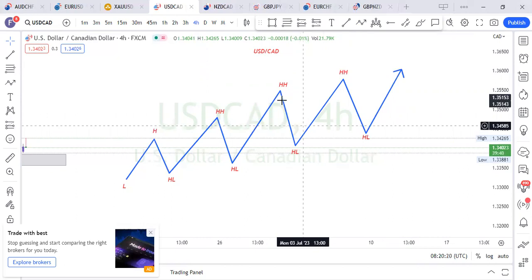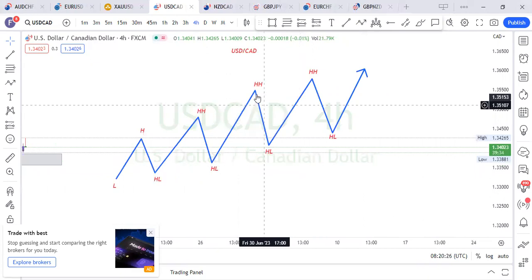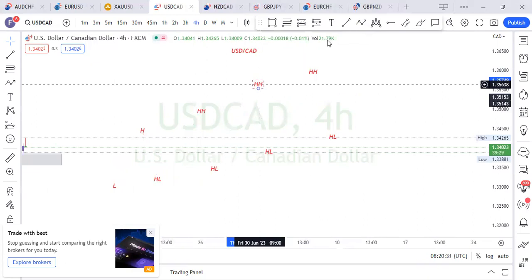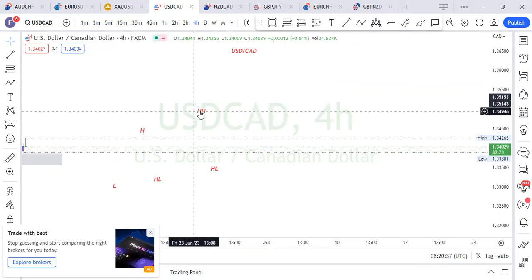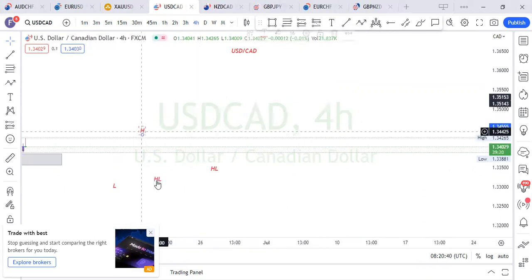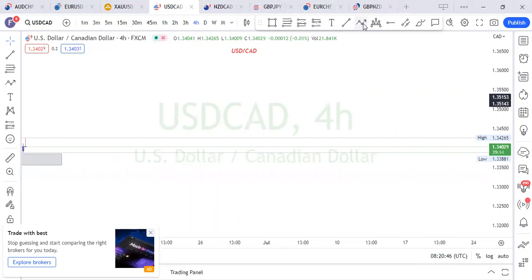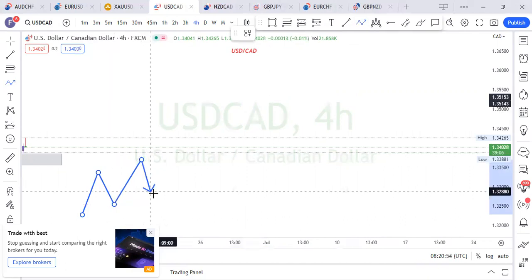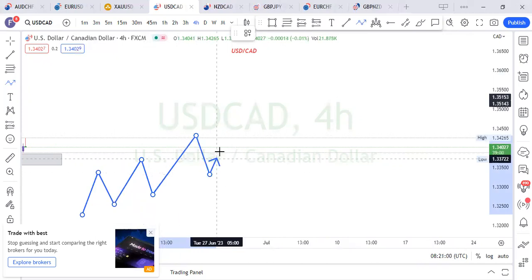Okay. Now let me take you through when we have a fake one, and why I didn't label that a lower low. You understand? Let me show you why. Now we have this kind of movement. We have this impulse, retracement, impulse, another retracement, another impulse, another retracement, and then something like this happens.